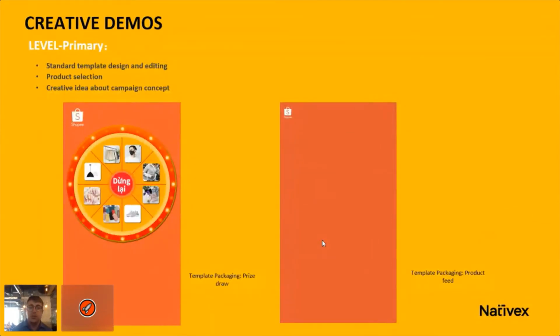Here you are able to see several creative demos based on the packages we're able to offer. Here you are seeing the primary level, which includes standard template design and editing, the product selection, and a creative idea about the campaign concept.